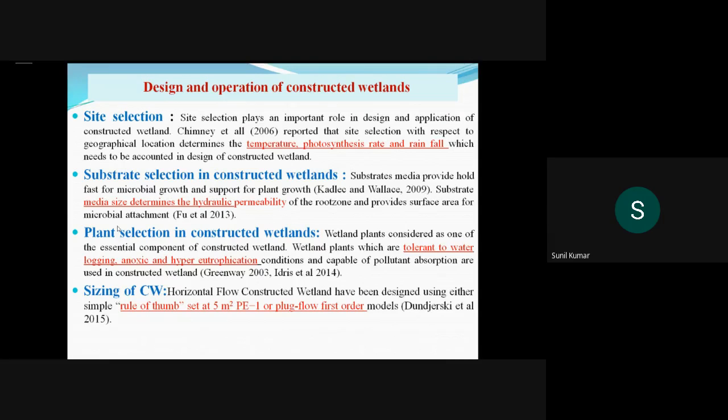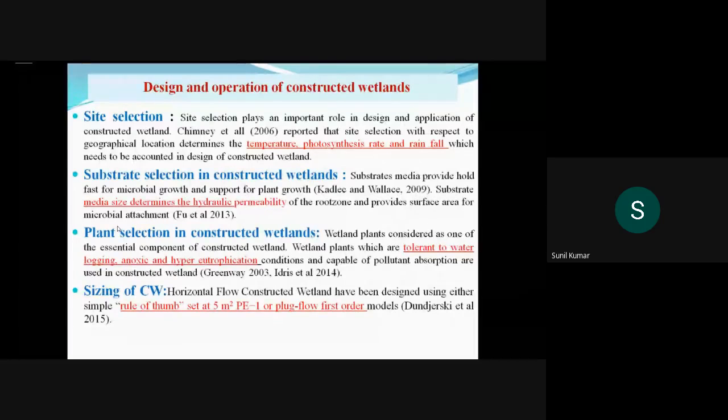So considering this water logging condition, anoxic condition, hypereutrophication condition, the wetland plants are selected. These are called water tolerant plants. There are several water tolerant plants available. Based on that, the plant has to be selected. If aesthetic appearance has to be given, there are certain plants like canna that can be planted, and if only removal is considered, then there are other plants. Vetiver and other things can be planted.